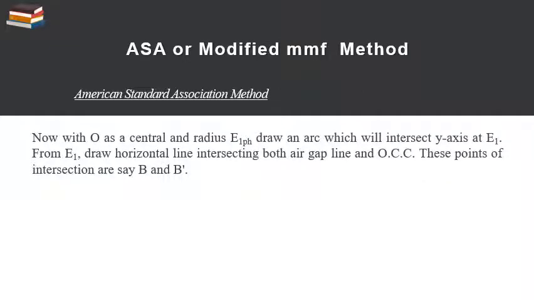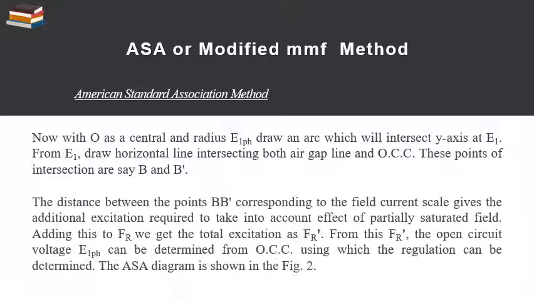Now, with O as a center and a radius E1PH, draw an arc which will intersect the y-axis at E1. From E1, draw a horizontal line intersecting both the air gap line and OCC. These points of intersection are, say, B and B dash. The distance between points B and B dash, corresponding to the field current scale, gives the additional excitation required to take into account the effect of the partially saturated field.